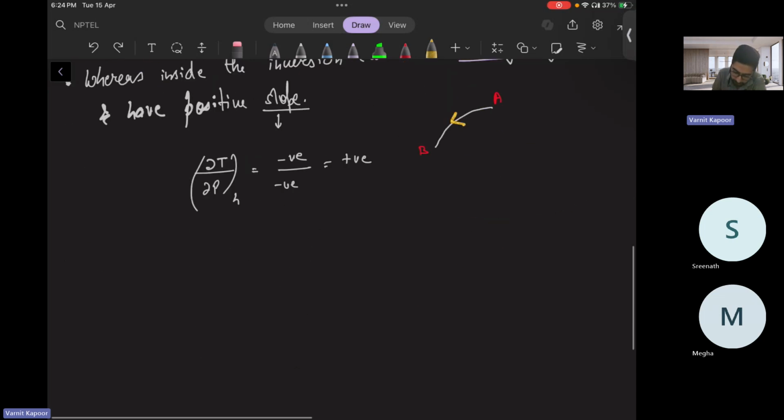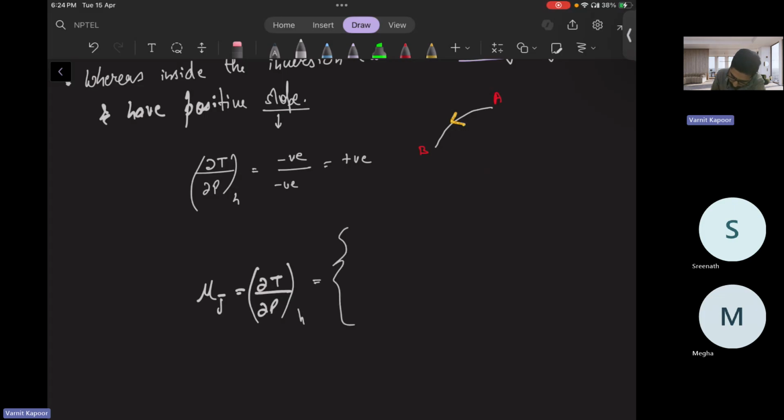In summary, mu J is equal to dou T by dou P at constant enthalpy, which is less than 0, equal to 0, or greater than 0. If it is less than 0, a negative slope means heating. Greater than 0 means it is for cooling purposes. Equal to 0 means it's an ideal gas. I hope that is clear.